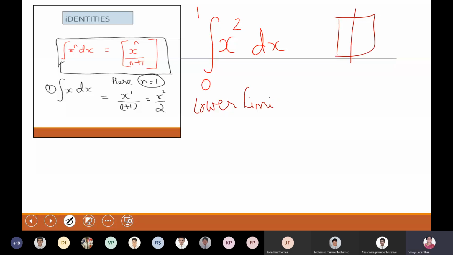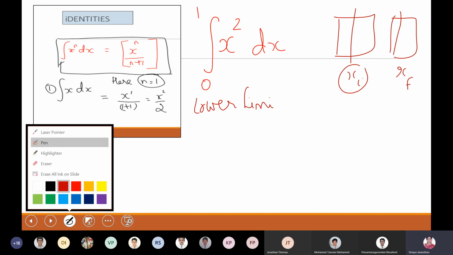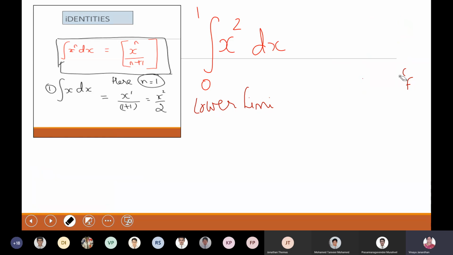Suppose the body is initially at xi and finally it has moved to xf. xi becomes the lower limit, xf becomes the upper limit, right? I'm just teaching you the mathematical part, how to evaluate. Now this value 0 is your lower limit, this value 1 is your upper limit, right? The physical quantity which is changing is your x, so x will have both a lower limit and an upper limit. Now how to evaluate? What is integral x squared dx when you evaluate?